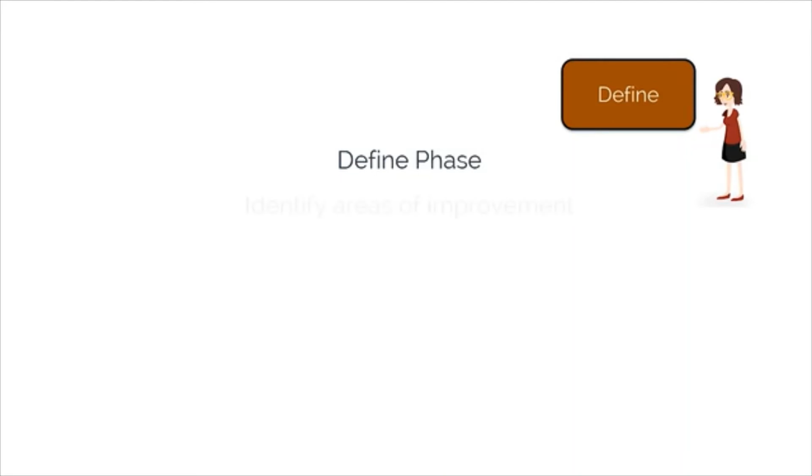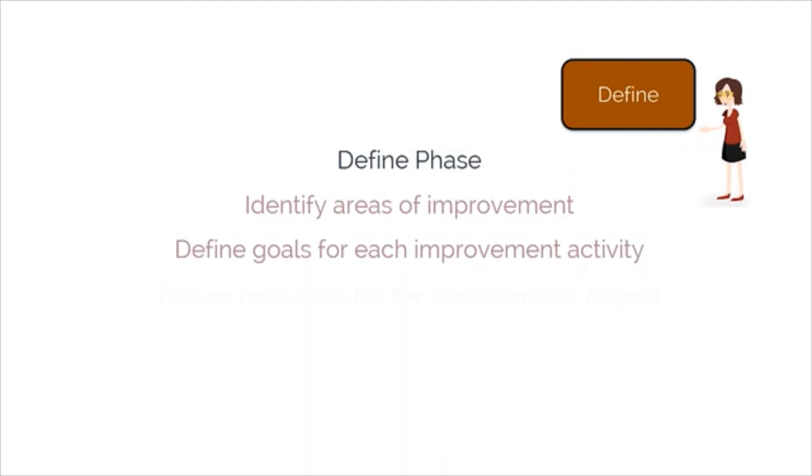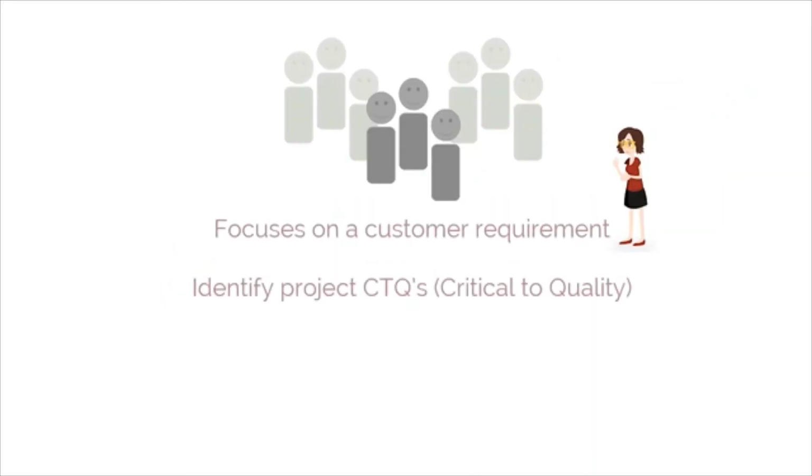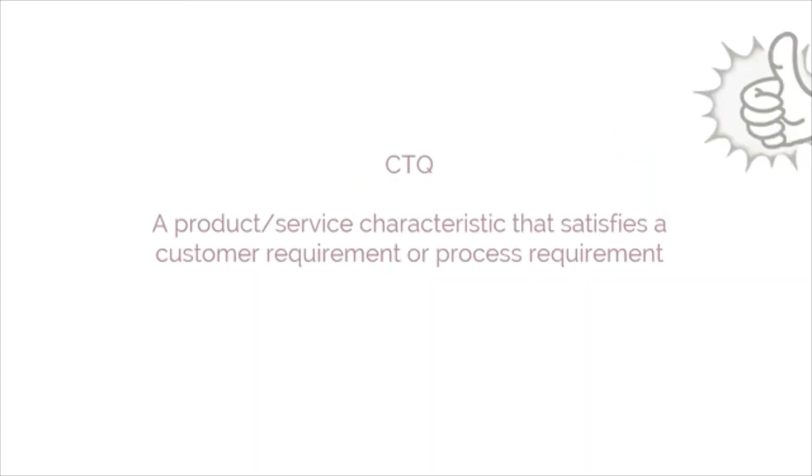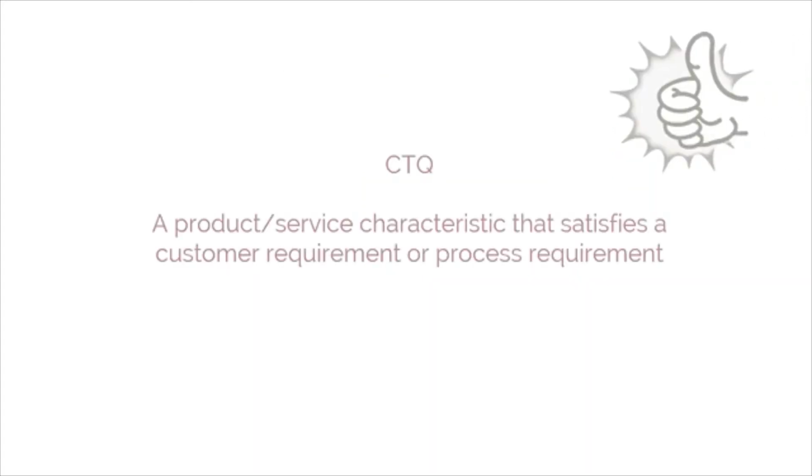Let's learn about each phase in detail. The define phase is used to identify areas to improve and define goals for each improvement activity, and ensures that resources are in place for the improvement project. The define phase focuses on customer requirements and identifies the project's CTQs, critical to quality. Each CTQ is a product or service characteristic that satisfies a customer's requirement or process requirement.